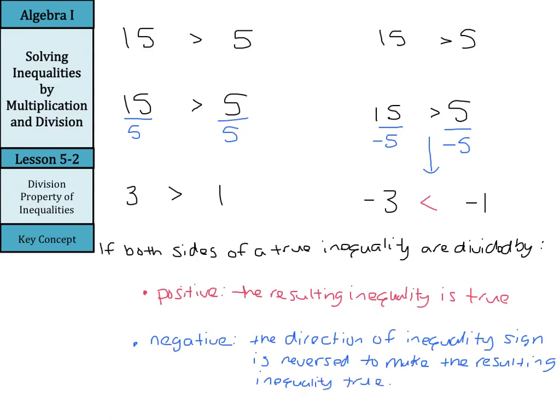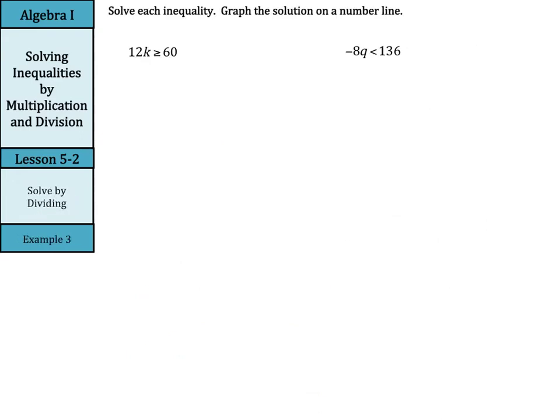And if you're looking at this and going, well, that looks a whole lot like our multiplication properties of inequalities, you would be right. So let's look at two more examples. Our first one, 12k is greater than or equal to 60. Here we're going to divide by that 12 on both sides. And our result is k is greater than or equal to 5.